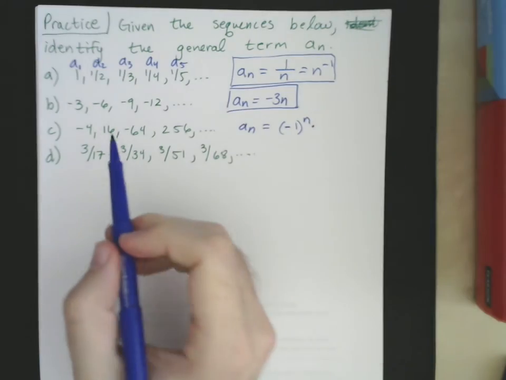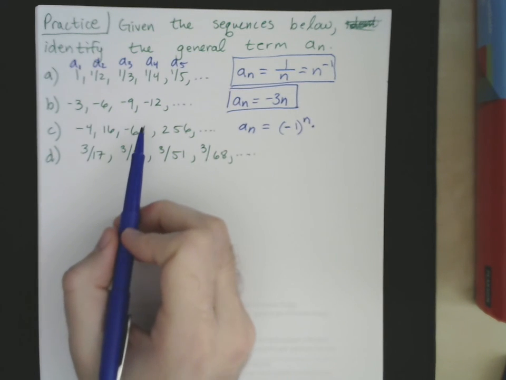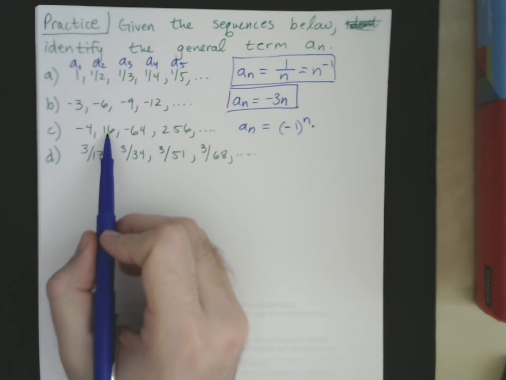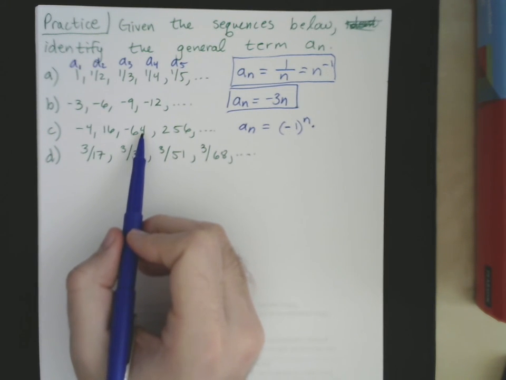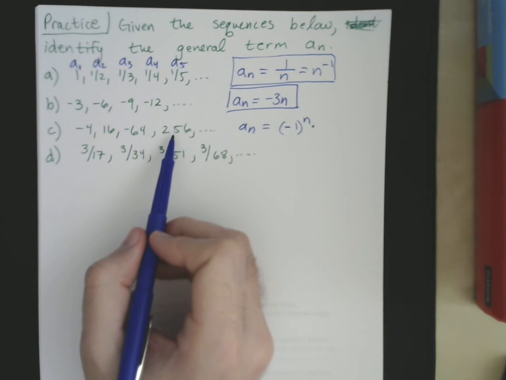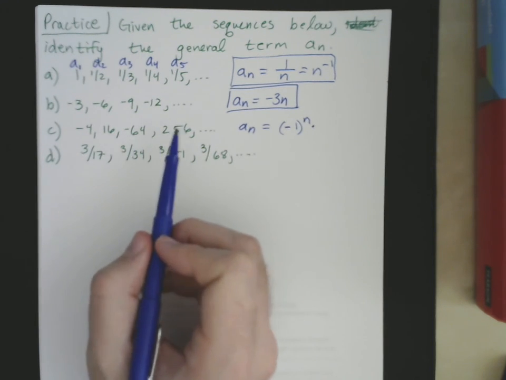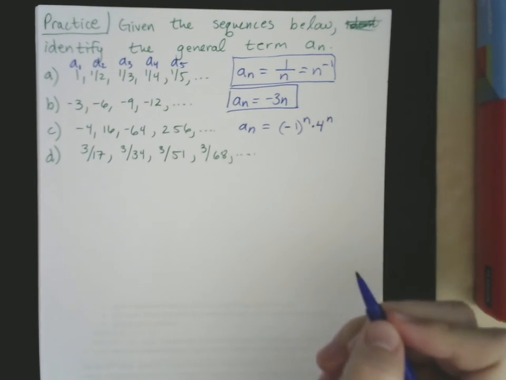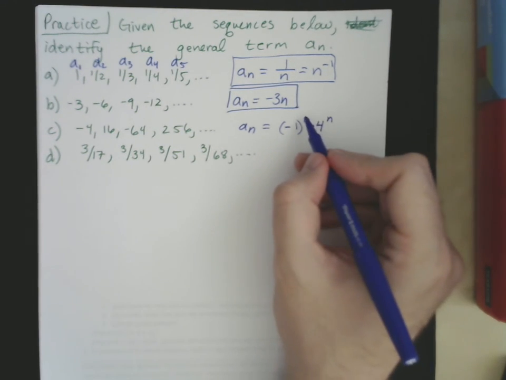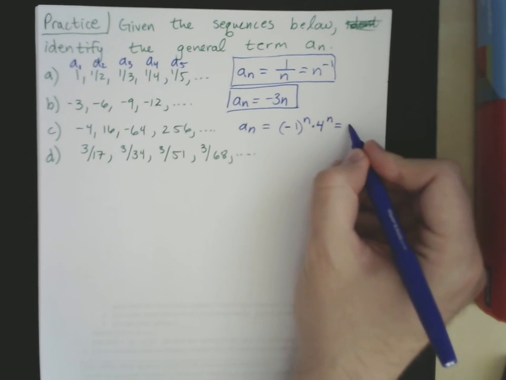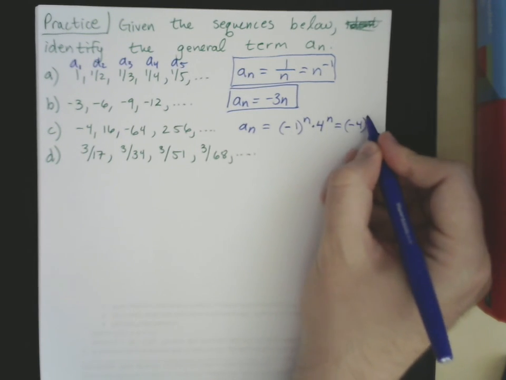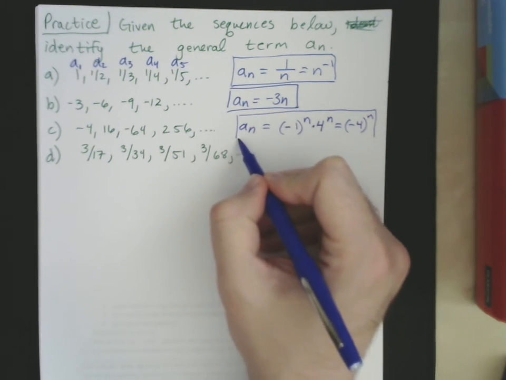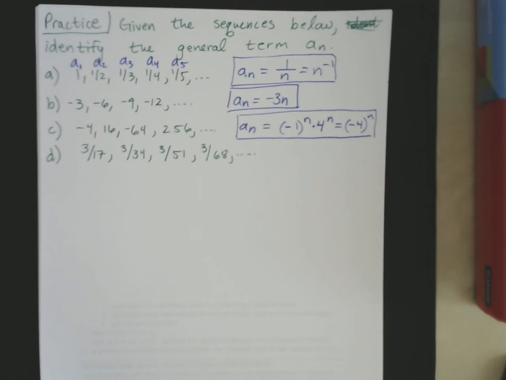And so then we're really looking at what's the connection 4 to 16 to 64. Well, 4 times 4 is 16, 16 times 4 is 64, and 64 times 4 is 256. So all of these are just timesing the last one by 4, which is the same as raising 4 to the power of n. Now since both of these exponents are n, we could also write this as -4 to the power of n. And that would be our general rule.